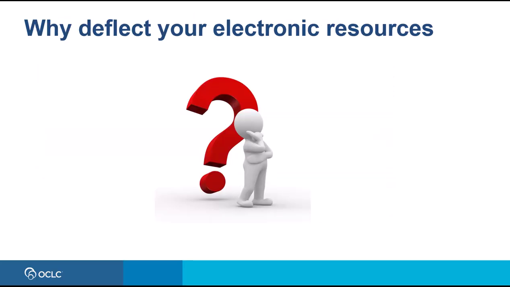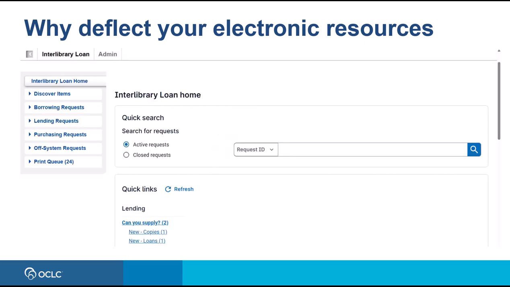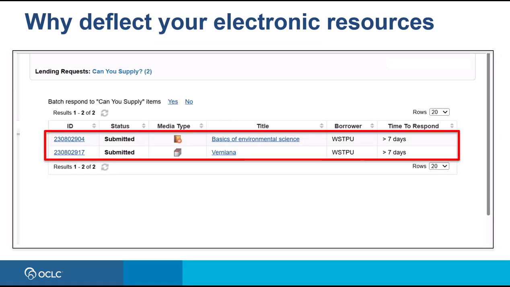Why would you set up deflection for your electronic resources? If your library doesn't supply electronic resources through ILL, and you don't set up deflection for those items, borrowing libraries will be able to send ILL requests for those items to your library. Then when you log into your OCLC Interlibrary Loan service, you will see on the home page under your Can You Supply queue that you have some ILL requests. When you click that, you see that your library has received ILL requests for electronic items. In this example, an article and ebook.